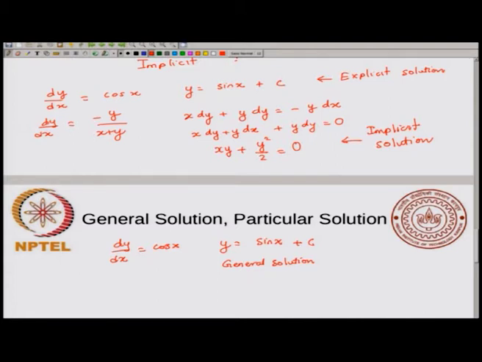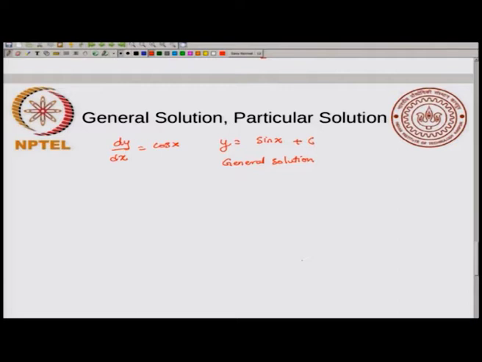On the other hand, if you have a solution that does not have any arbitrary constant, then you call it a particular solution. So, a general solution has an arbitrary constant. Now suppose I take the same differential equation, dy by dx equal to cos x, but I give some boundary condition, y of 0 equal to 0. Suppose I say y of 0 is 0.